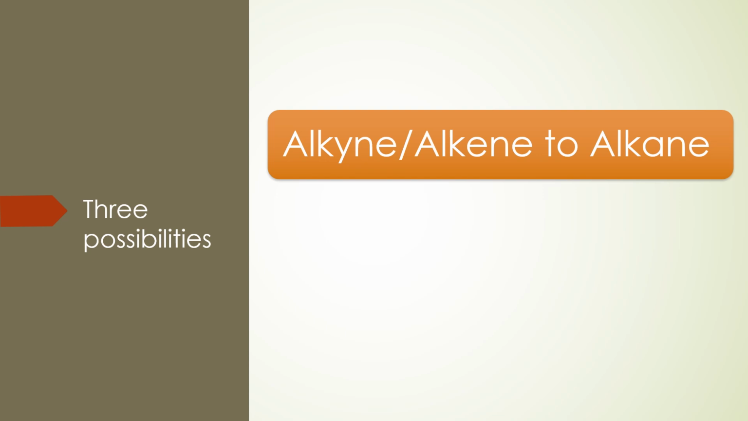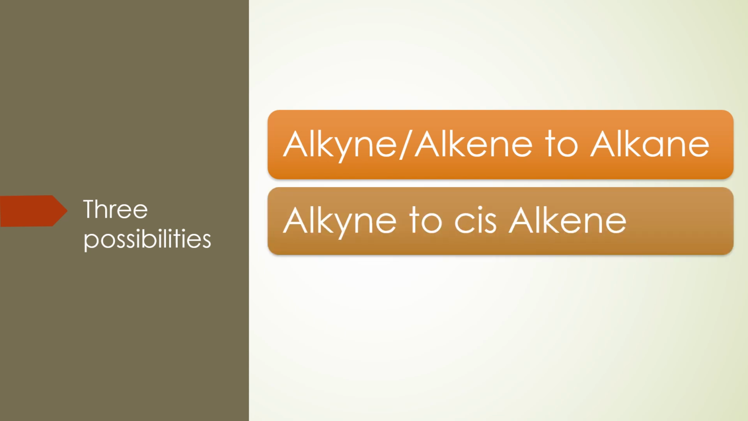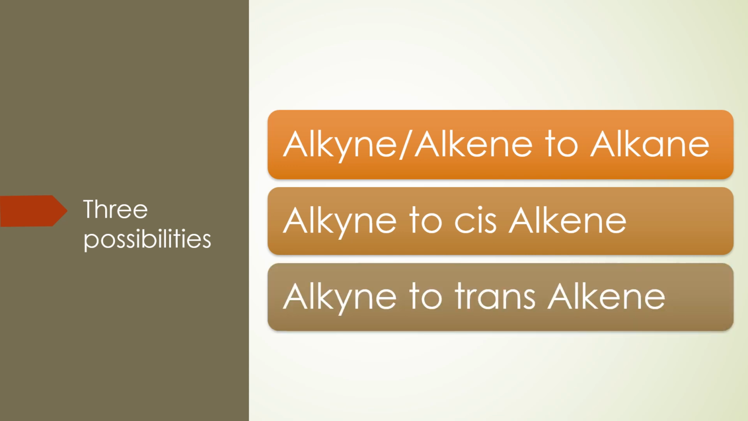There are 3 possible products that you can get based on how you add the hydrogen. You can convert an alkene or alkyne to an alkane. You can convert an alkyne to a cis-alkene, or you can convert an alkyne to a trans-alkene.